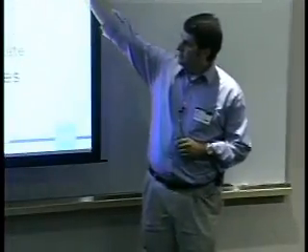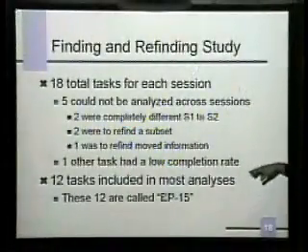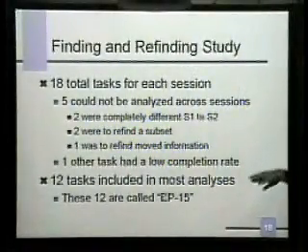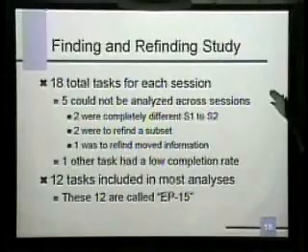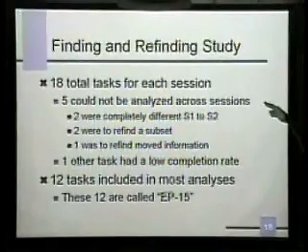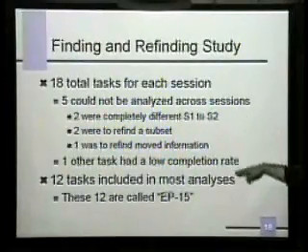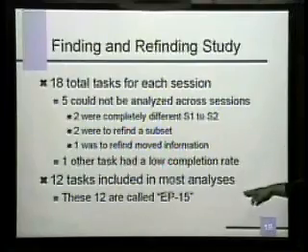So of these 18 tasks, there were really a set of 12 that we did most of the analysis on. 5 couldn't be analyzed across the session for various reasons, and then 1 had a very low completion rate. So most of the tasks that I'll look at in the analysis here are called the EP15 set, which is just called that. Did you give the task to the users in the same order?